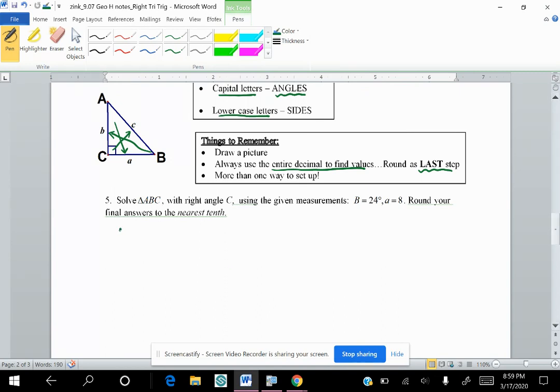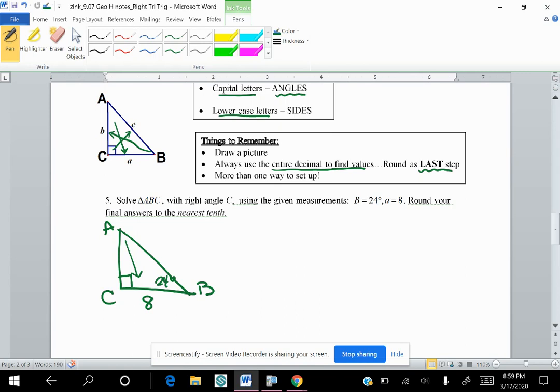So this is a solved triangle ABC. I'm going to draw a picture with right angle C. So it doesn't matter where I put A and B then. Capital B, so that must be an angle, is 24 degrees. Lowercase a, so that's going to be across from angle A, is 8.